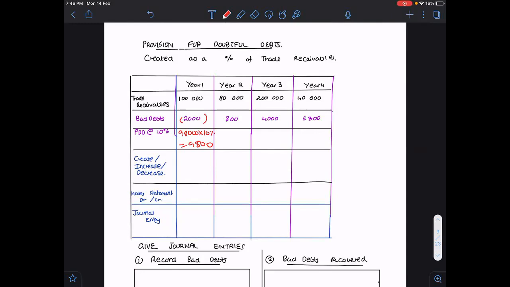Then 80,000 minus 300, which is 7,970. What is its 10%? Then 2 lakh minus 4,000 is 196,000, and its 10% is 19,600. Then 40,000 minus 6,800 is 33,200, and its 10% will be 3,320.